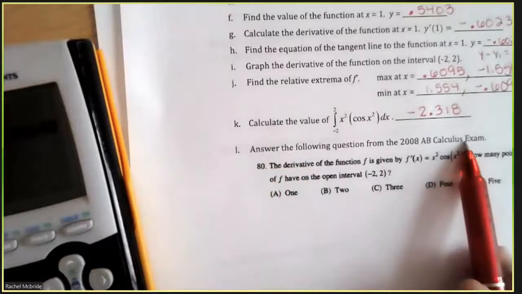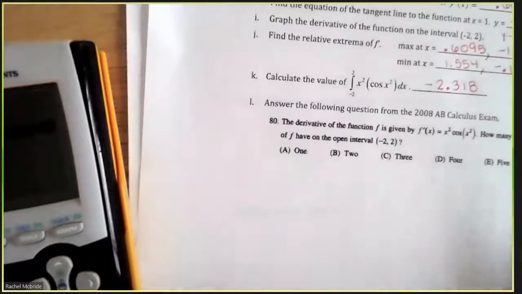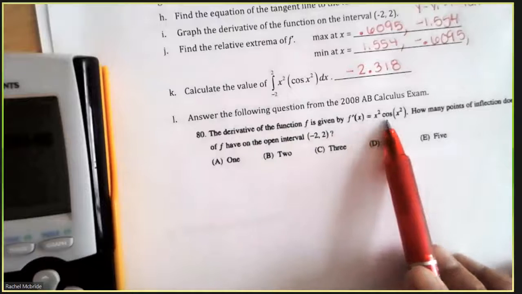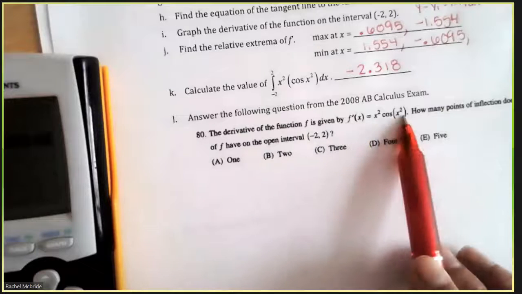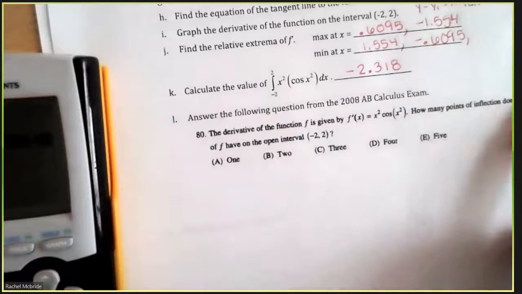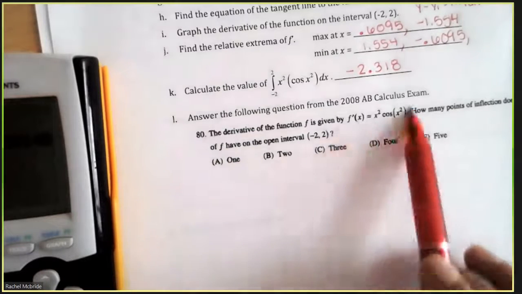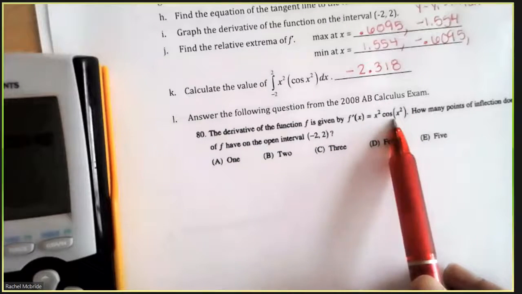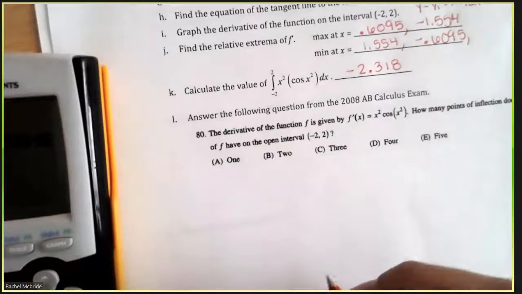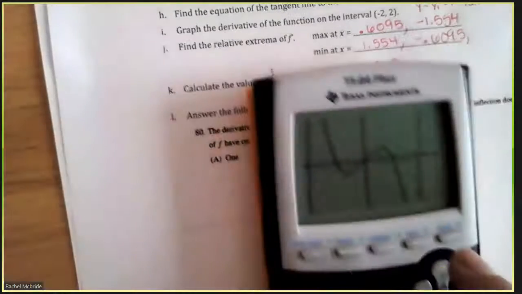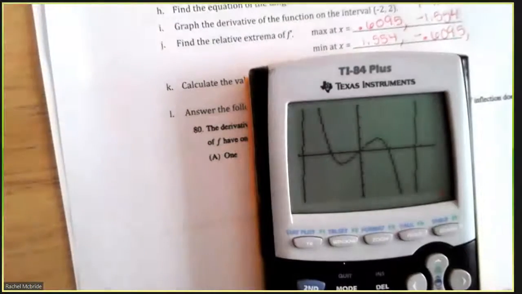And then this is a question from the 2008 exam. It says the derivative of the function f is given by f prime equals this. So that's now my derivative. How many points of inflection does the graph of f have on the open interval? So if this is the derivative, the next derivative, those zeros with sign changes would give you your points of inflection. So that's what's graphed here currently.